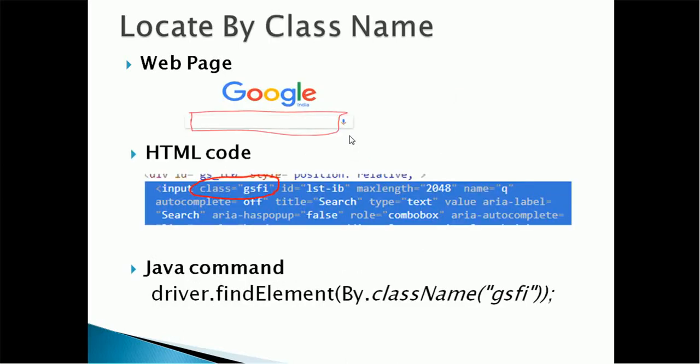And this is locate by class name. So I have taken the Google search text box, and this is the HTML code. You can see that this text box also contains a class, and this class name is gsfi. So in the By class I've used the method className, and inside className I have passed the class of this text box.